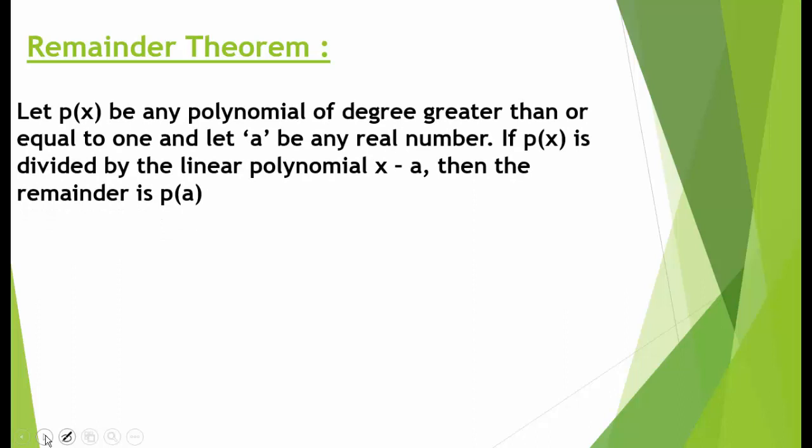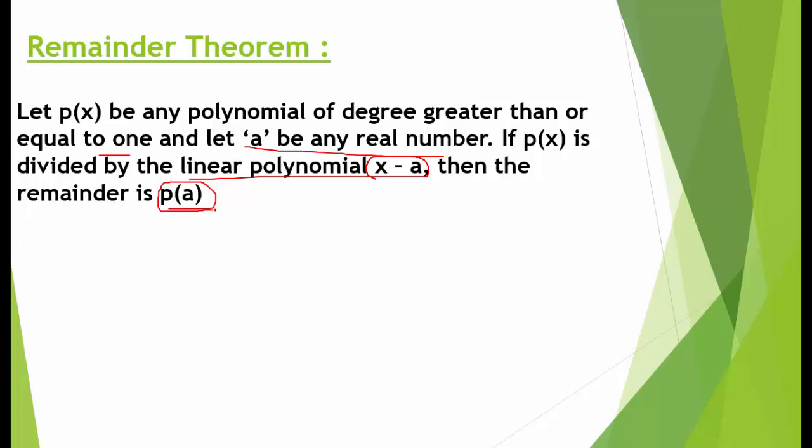Now the remainder theorem. Our first theorem of this chapter is the remainder theorem. It says that let p(x) be any polynomial of degree greater than or equal to 1. Means the degree may be 1 or greater, 2, 3, 4. Now let a be any real number. If p(x), means this polynomial, is divided by any linear polynomial, that is x minus a, means if we subtract this a from x and divide the polynomial with this x minus a, then the remainder will be p of a, means the value of the polynomial at a.